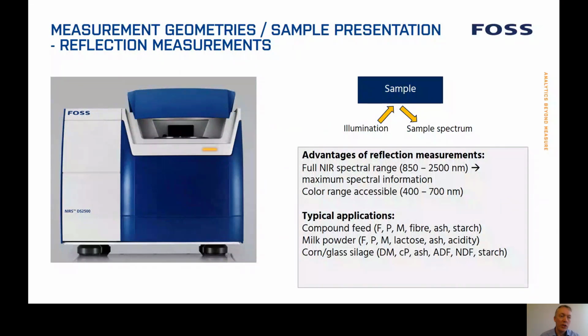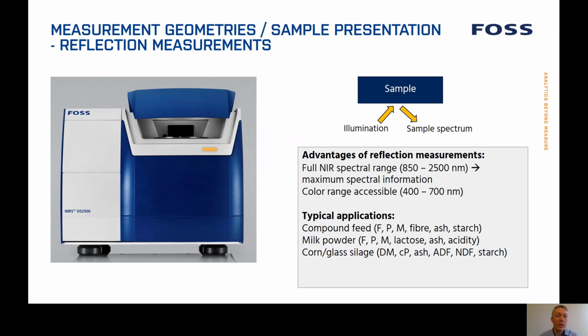One of the most common measurement geometries is so-called reflection measurements. In this case, the light illuminating the sample is incident on the same side as the spectrum is recorded. The advantage of reflection measurements is that the full NIR spectral range is accessible up to 2,500 nanometers, so it contains the maximum spectral information. The color range is also accessible.